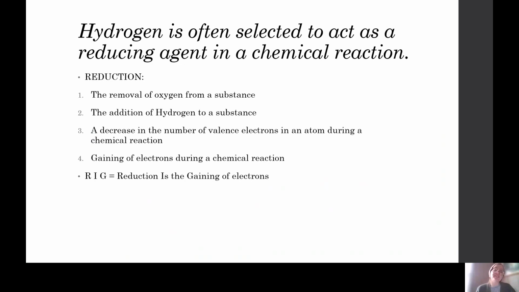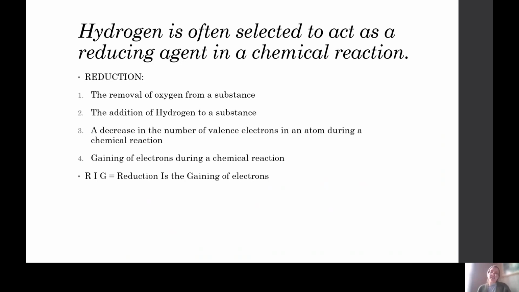So hydrogen is involved in reduction, which could be the removal of oxygen from a substance or the addition of hydrogen to a substance. Reduction also results in a decrease in the number of valence electrons in an atom during a chemical reaction. But reduction also causes the gaining of electrons during a chemical reaction. So remember, there's two things reacting. And the acronym to remember reduction is RIG, R-I-G. Reduction is the gaining of electrons. That's how you can remember that.